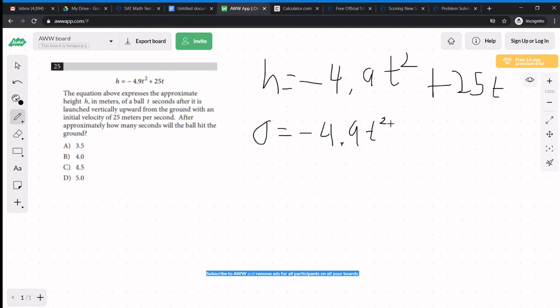negative 4.9t squared plus 25t equals 0. Now, first things first, we factor out a t.